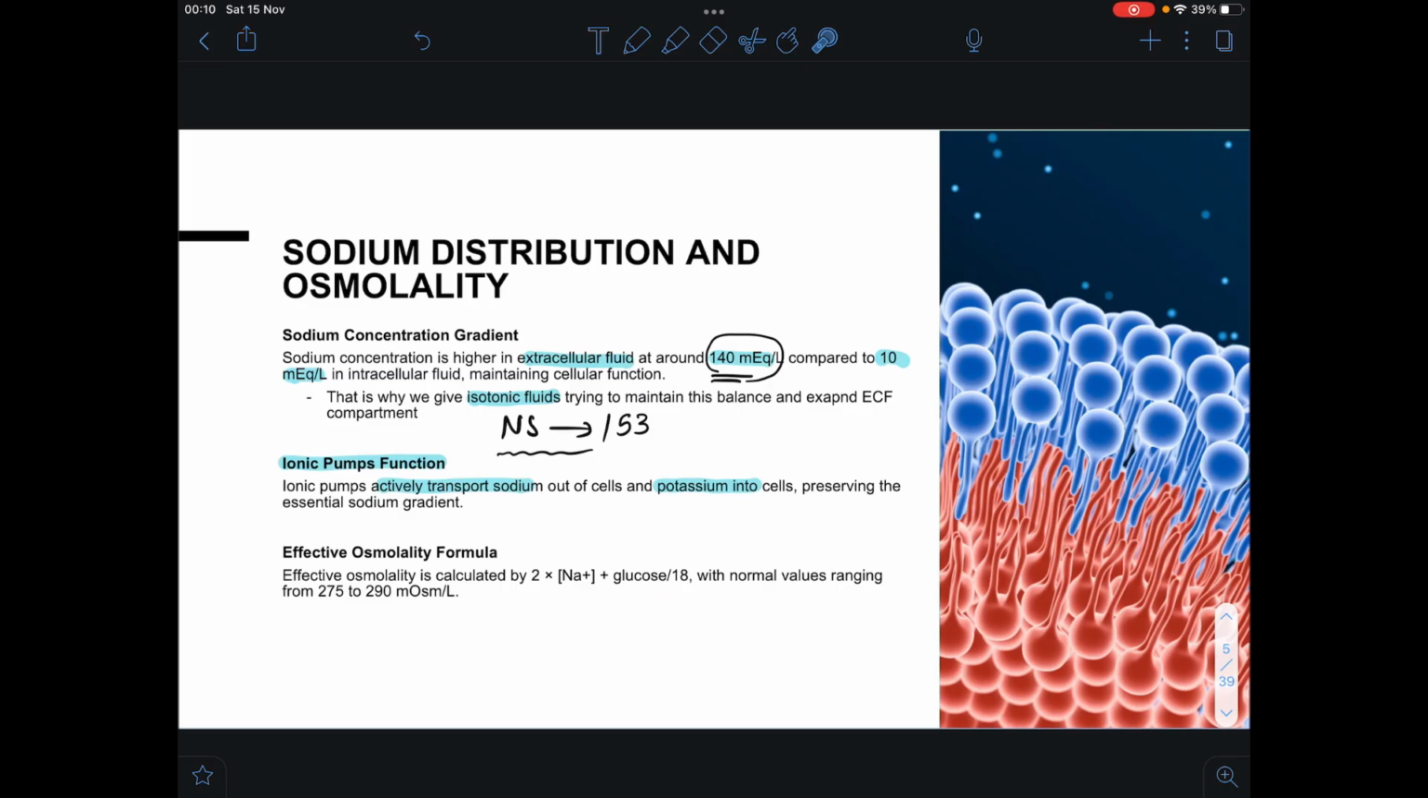Glucose is also another osmotically effective substance. Now, in other formulas they put urea, but urea isn't a very osmotically effective substance, so it doesn't drive fluid shifts and cause changes. So therefore, these are the main players in tonicity.